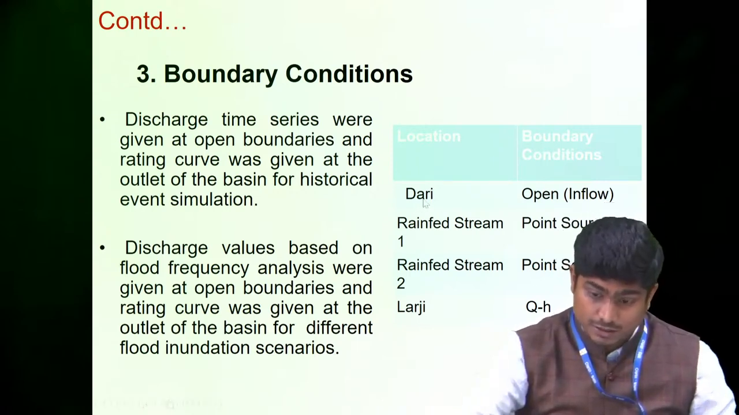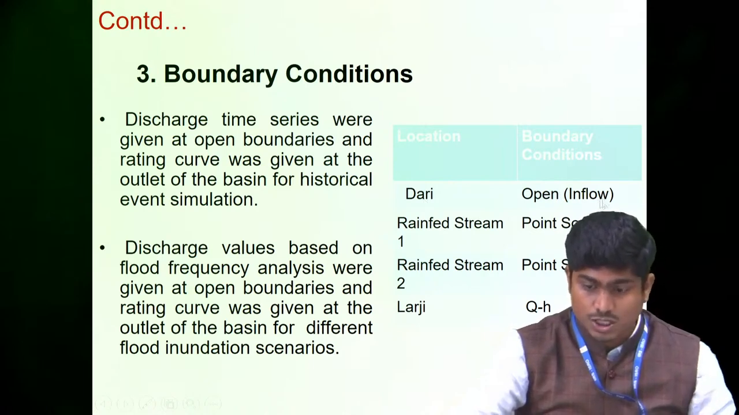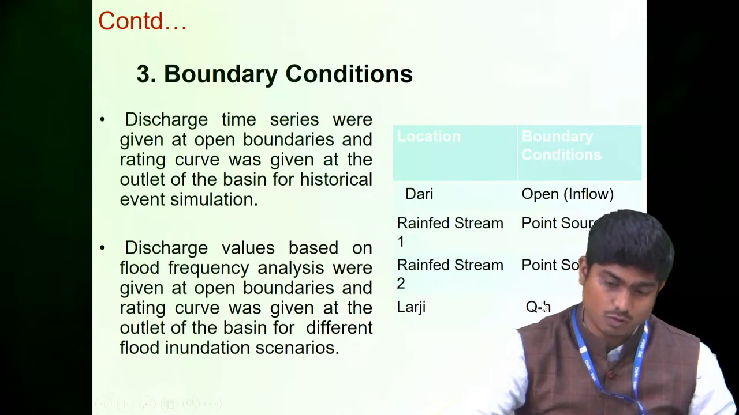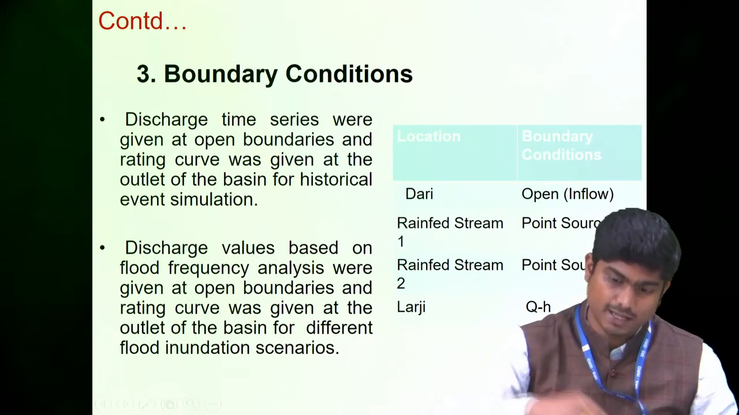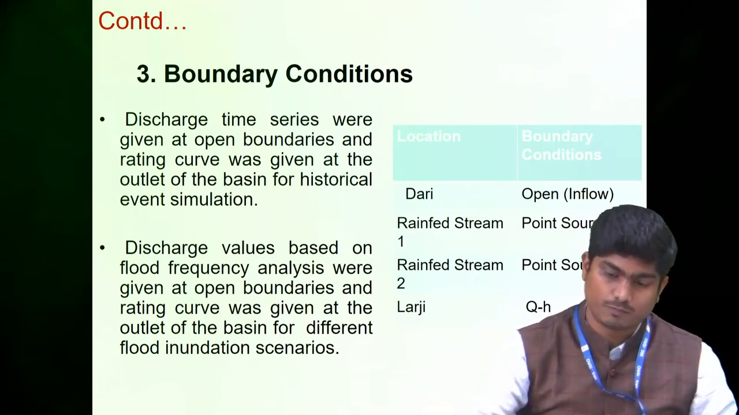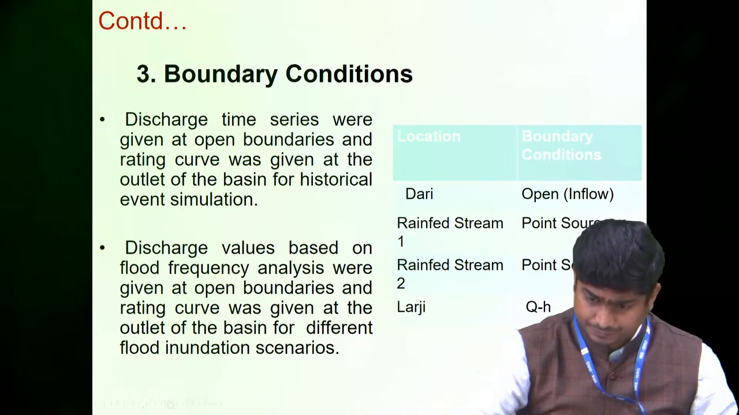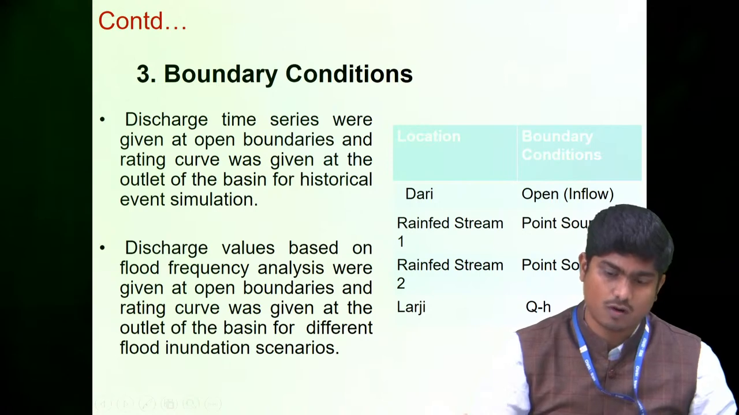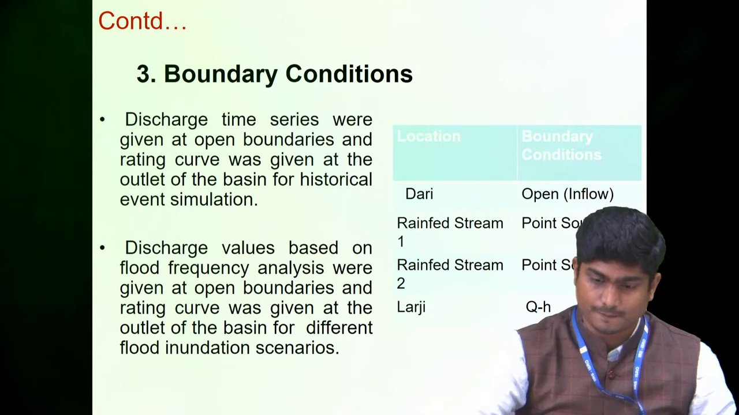This is the Dari, that is my upstream end. This is an open inflow, so I have given discharge as the input. Then for the output, this is the last downstream end, and here you can give the rating curve as your boundary condition. Then there are the rainfed streams. This is the point source that I gave to the river network. Here also you can give your discharge if you have it, or you can give the water level as the boundary condition to these two rainfed streams.